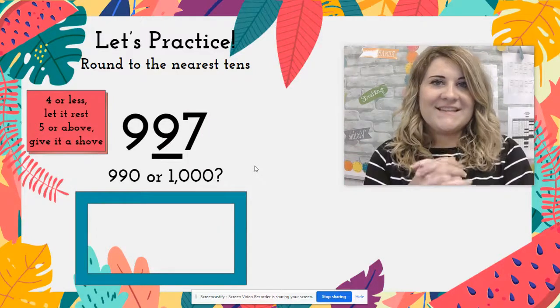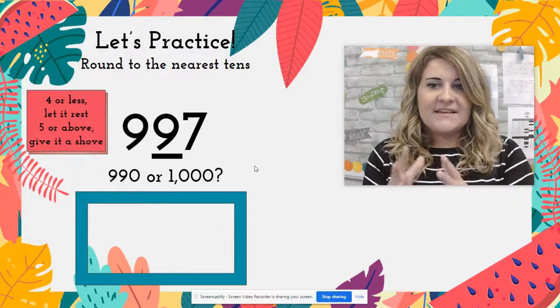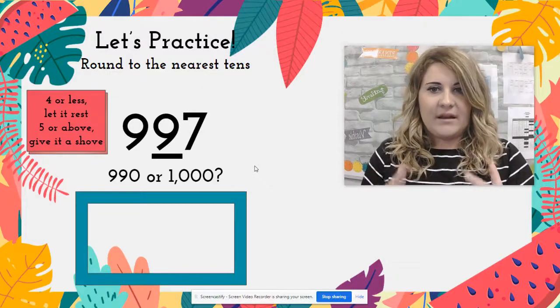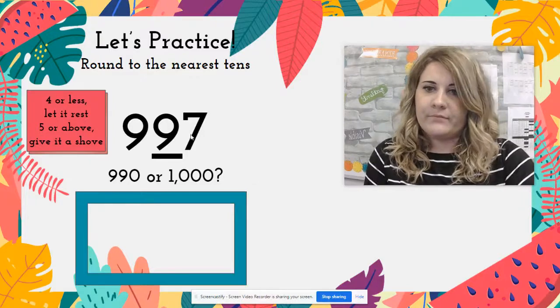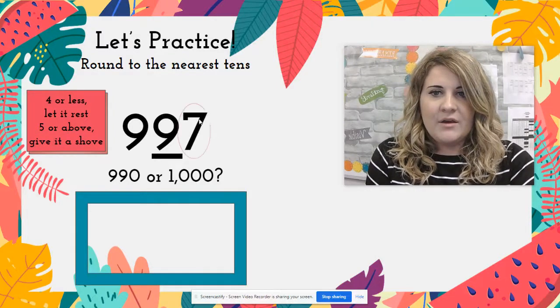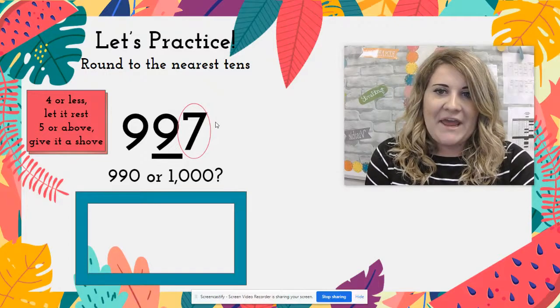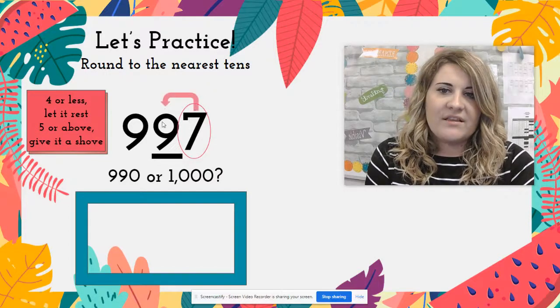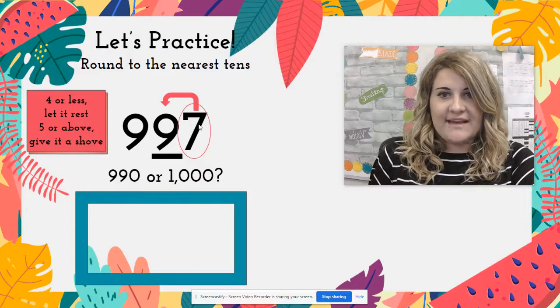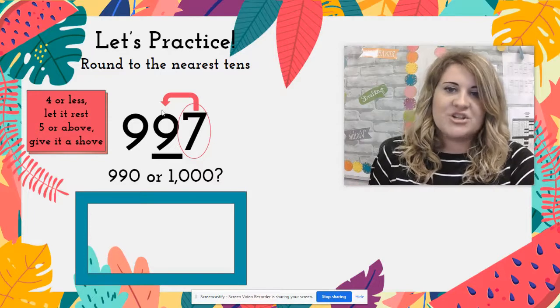Ooh, this is the special case. This is when it would bump up to the next number. Let me show you why. Here, we have a 9 underlined. We have our 7 spotlighted, okay? And the 7 is telling the 9 to bump up. So if it's 5 or above, we're going to give it a shove. 7 is 5 or above, so we're giving the 9 a shove.